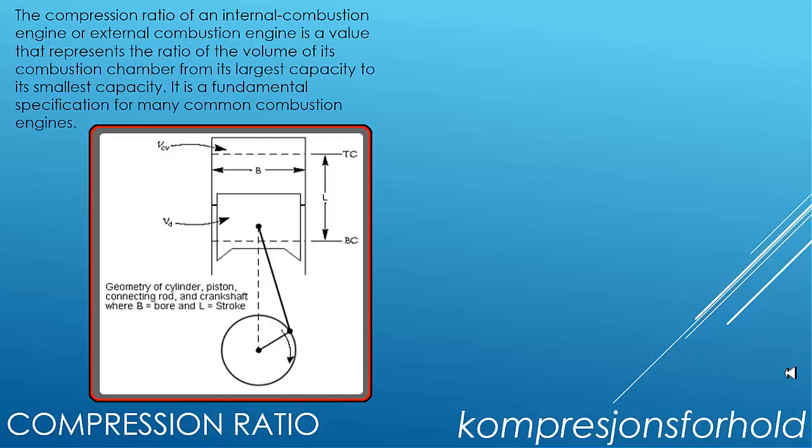Compression ratio of an internal combustion engine, or even an external combustion engine, if you remember, that's a steam engine. It's a value that represents the ratio of the volume of its combustion chamber from its largest capacity, when the stroke is all the way at bottom dead center, to its smallest capacity, which would be top dead center. So you would see the stroke of the piston all the way at the bottom, its largest capacity, and then compare its capacity to the very top, at top dead center. It's the fundamental specification for many common combustion engines.